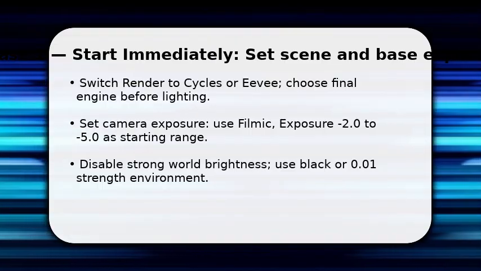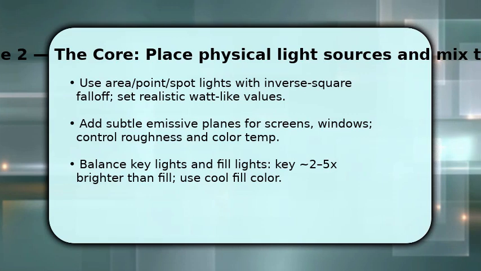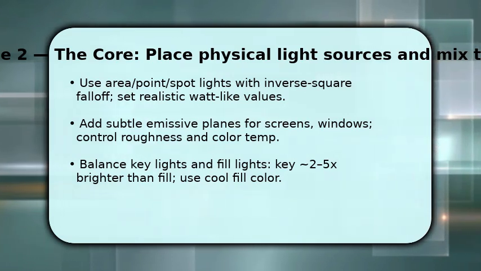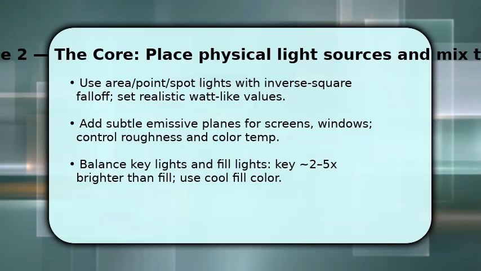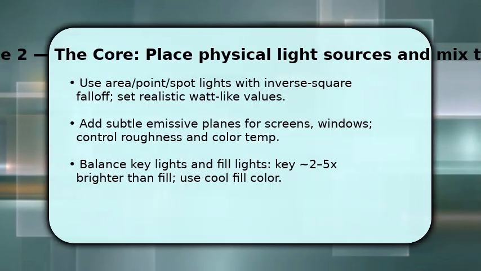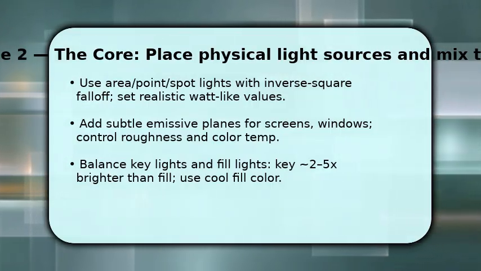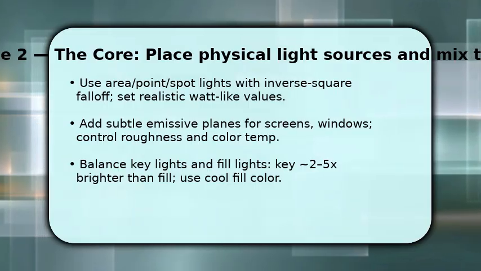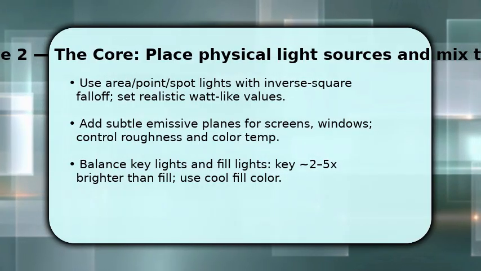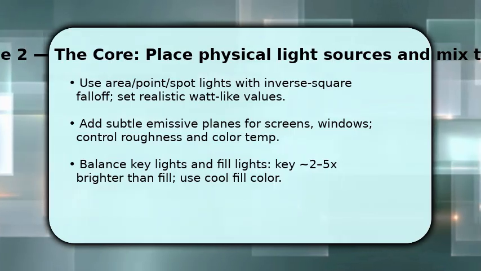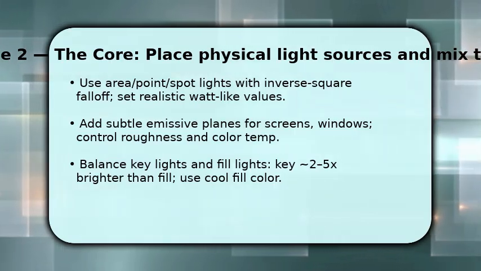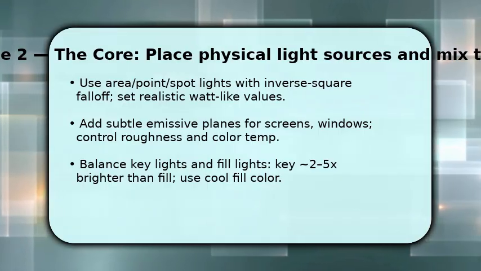You now add the actual lights that create night mood. Place spot or point lights where lamps, streetlights, and windows belong. Set fall-off to inverse square and tweak strength like wattage, not arbitrary numbers. Add small emissive planes for screens and neon. These read as practicals. Blend a warm key light with a cooler, dimmer fill to keep contrast readable.